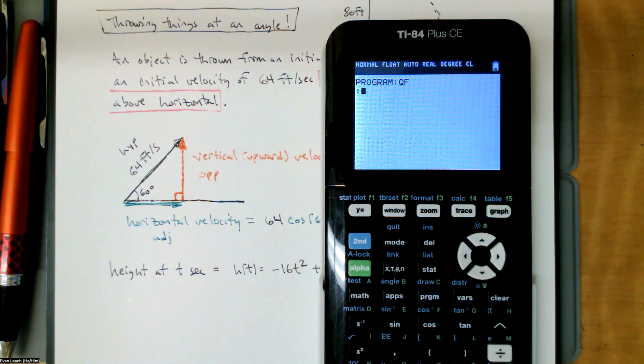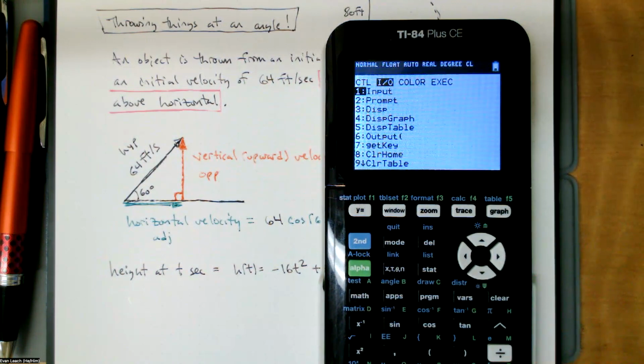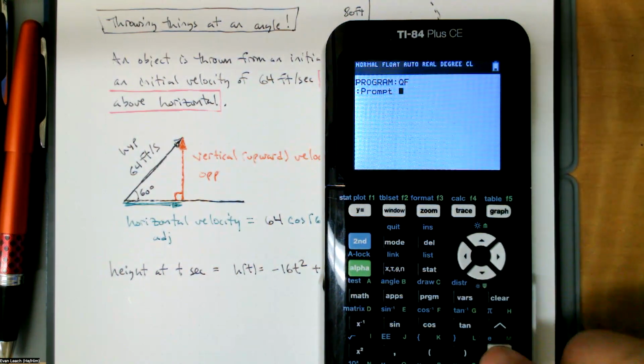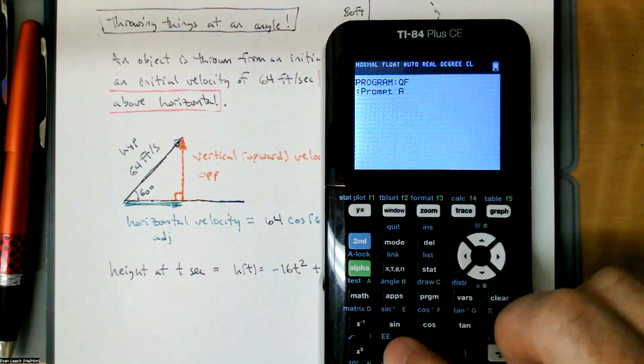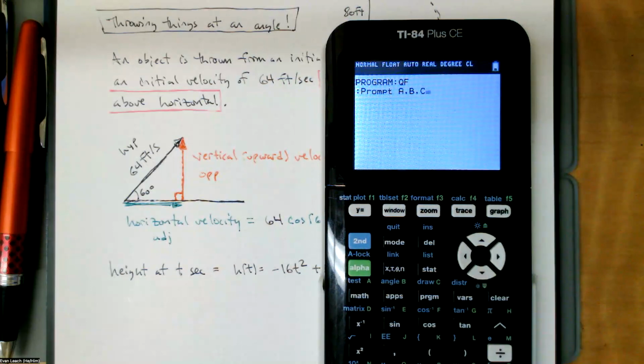The first thing we need to do is have the calculator ask us for A, B, and C. So if I go to program and I/O for input and output, I can have the calculator prompt me for alpha A, comma, alpha B, comma, alpha C. What this will do is the calculator will say, what's A, what's B, and what's C. We just drop those numbers in. Then we're going to have it do the quadratic formula.